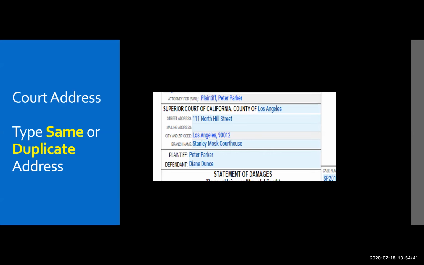You have two ways of dealing with this issue. I will tell you the way it is put on your screen in the screenshot is incorrect. So you can either retype. So in this one, for example, the mailing address would be 111 North Hill Street. You would have that same information in both lines. The alternative is you can type same. So looking at this screenshot, in the mailing address, you would type same. You do not leave it blank.